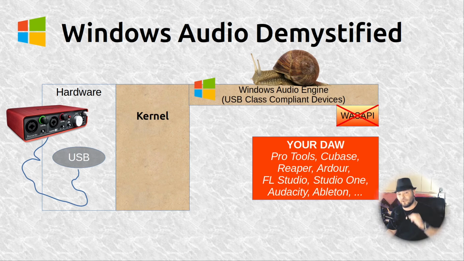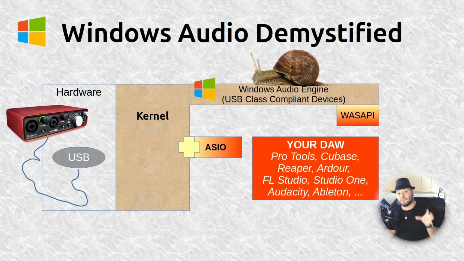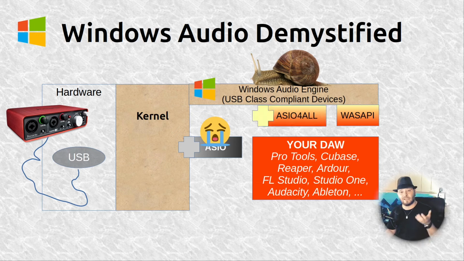But you guys on Windows already know what you're supposed to be doing, and you're supposed to be going to the manufacturer's website and downloading the ASIO drivers, and notice that the ASIO driver is not on the Windows Audio Engine layer, it's usually a kernel space driver that provides the ASIO interface that your DAW likes to be using. But in case your audio interface manufacturer is not that nice, there are no drivers, but still your DAW wants to use ASIO, your only option is ASIO4ALL. But notice that ASIO4ALL is again built on top of the Windows Audio Engine layer, which means that it's going to be way slower than ASIO would be.